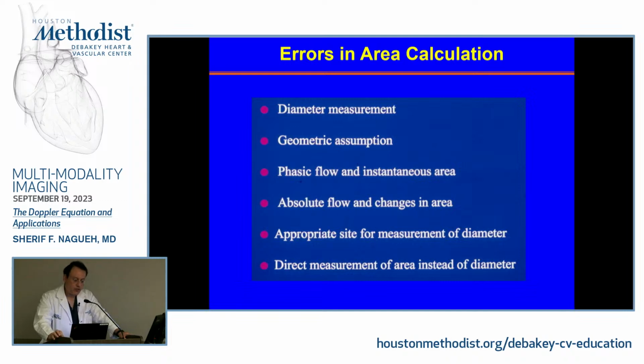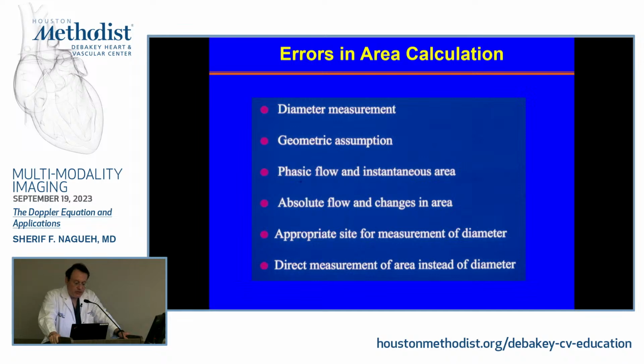What are the sources of error when we do calculations? The first one is a diameter measurement. If the diameter, say, is 2.1 and I measure it 2.3 or 1.8, I made an error in the diameter. That, of course, will translate to an error in the flow. The second error is the geometric assumption. If I say it's a cross-section of a circle, but it is not a circle, then I will apply the wrong expression to get the area.